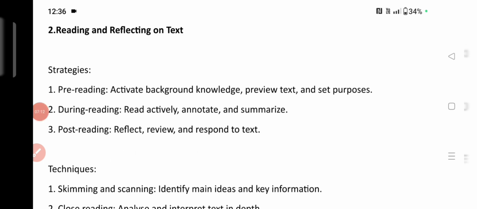So the second topic is reading and reflecting on text. So here, reading and reflecting on the text means strategies. Pre-reading, that means activate the background knowledge, preview the text and set purposes. During reading, read actively, annotate and summarize. Post reading, reflect, review and respond to it.